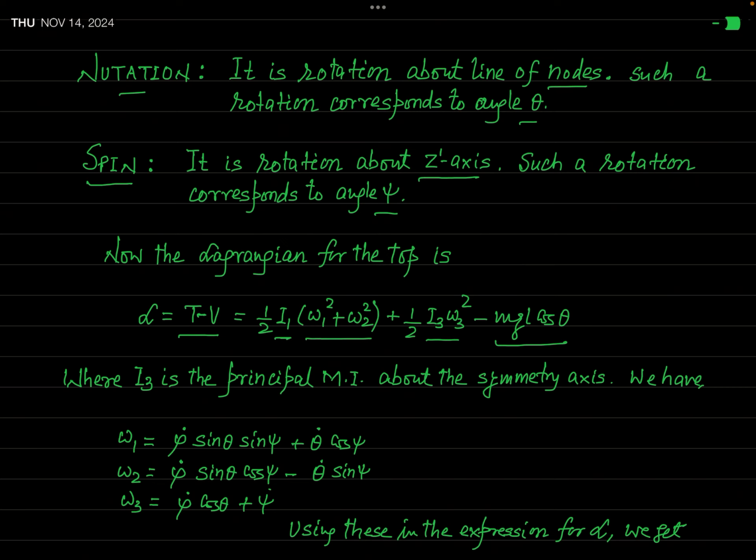And here I have already told you earlier that this I3 is the principal moment of inertia about the symmetry axis. Now I have provided a video earlier for finding the components of angular velocity of a rigid body along the three principal axes or body set of axes. And in that video, I have told you that those results will be used in the forthcoming video. Now you can see here there is a need to write the expression for omega 1, omega 2 and omega 3 which you have learnt earlier.